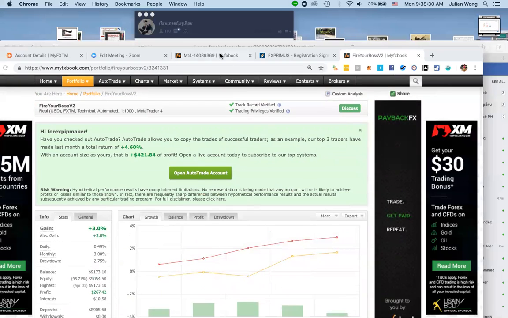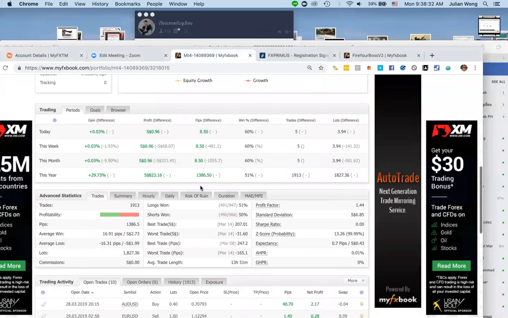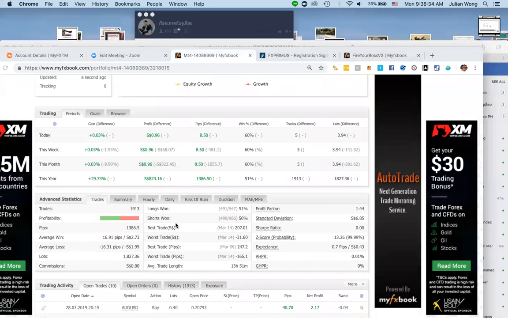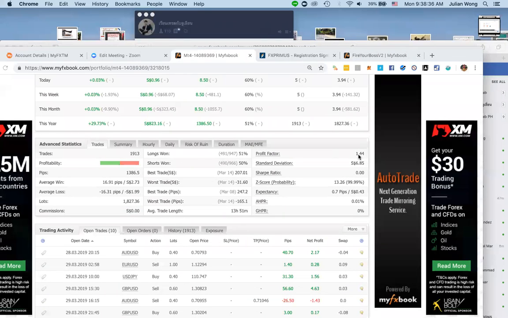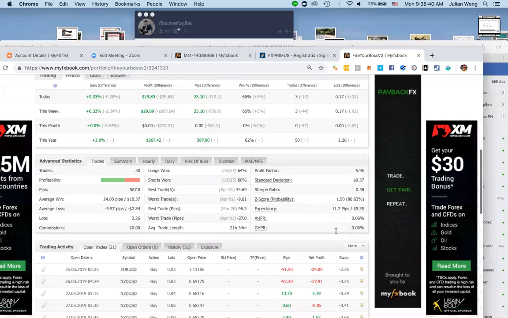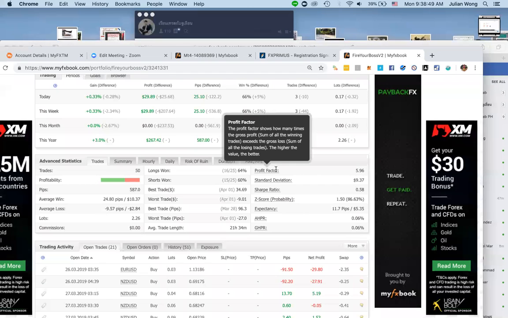All right, this is the old system. I want to show you the stats. Look at the profit factor, 1.44. New system, 5.96. What this basically means is, if you mouse over, it shows you how many times the gross profit exceeds the gross loss. So the higher the value, the better.